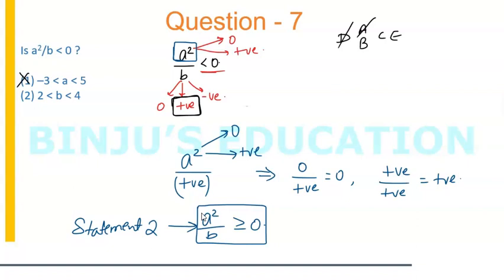If I use statement 2, then A square by B is positive or 0, but it's never negative. Which means from statement 2, I'm getting the conclusive answer, which means my answer is simple. Again, understanding the question is paramount. Right? That's the key part.